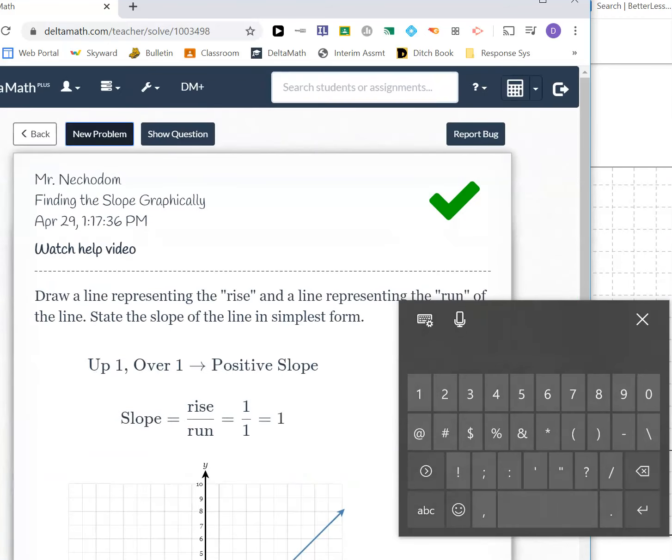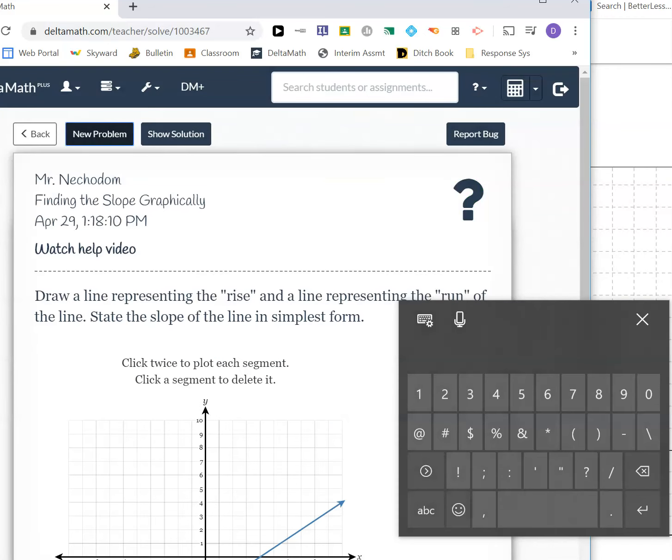And we got a green check mark. So let's get a new one here. That one's boring. Let's get a new one. Another one. Yeah, there we go. That's a good negative one.